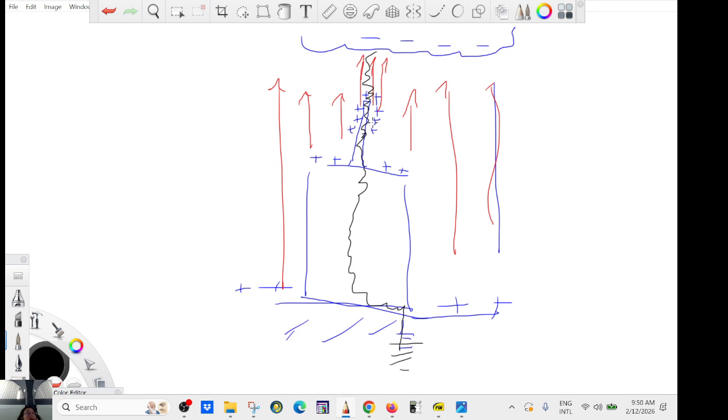So that's how it works. A lightning rod, that's what it's called, lightning rod. Isn't that cool?